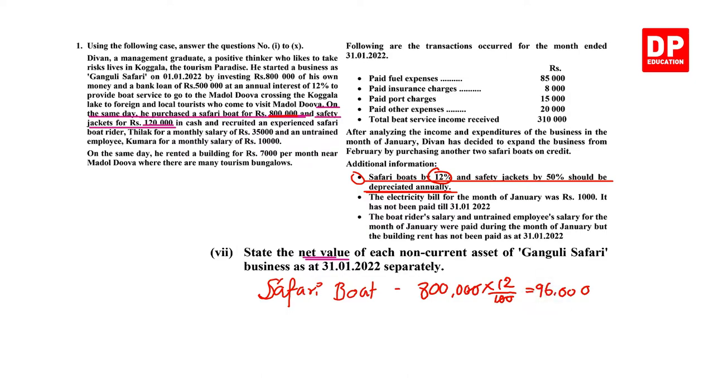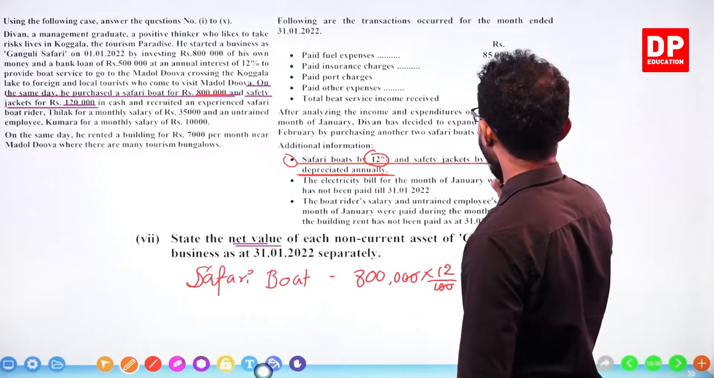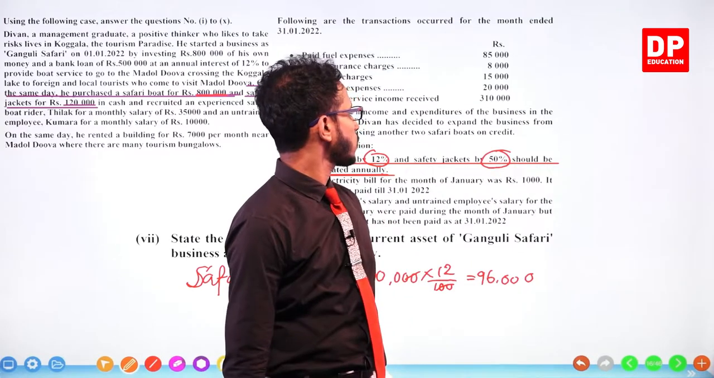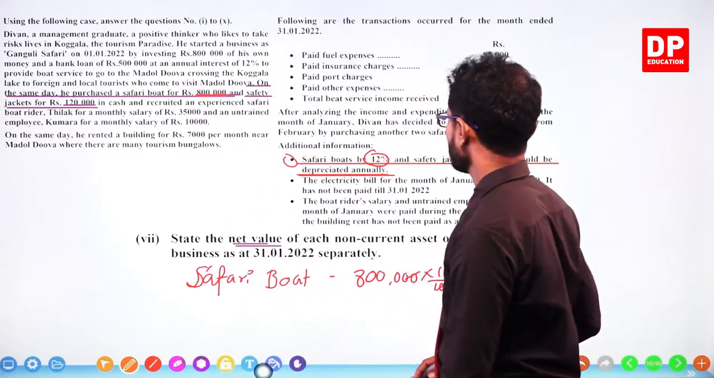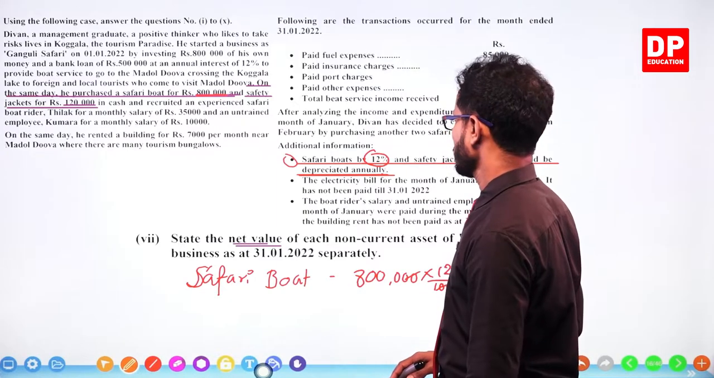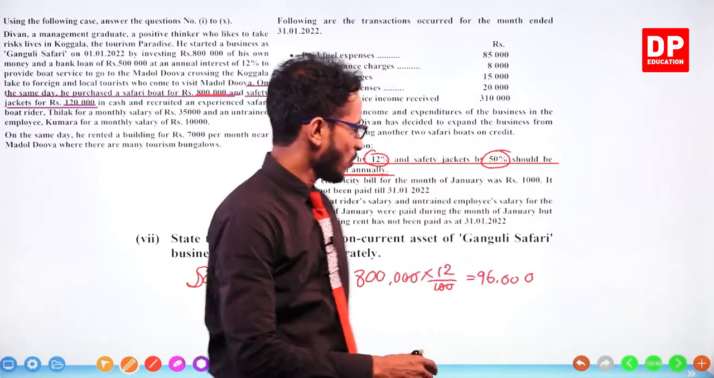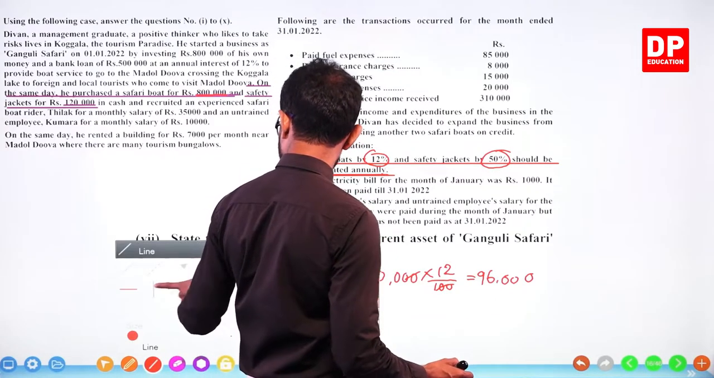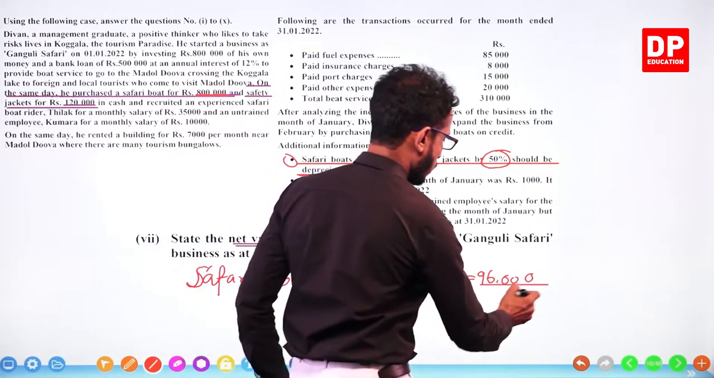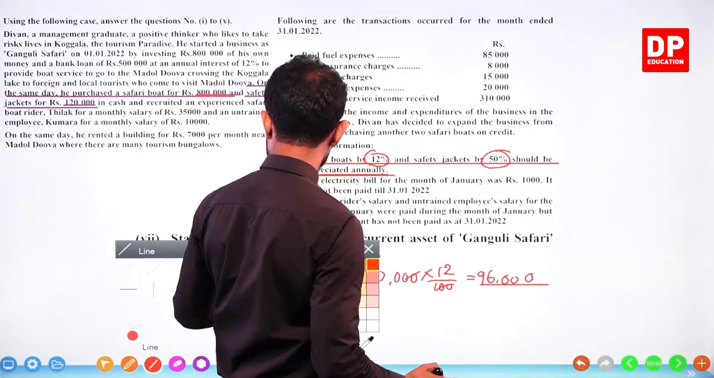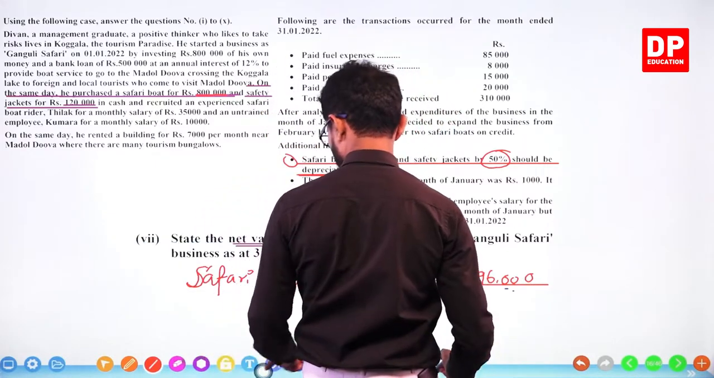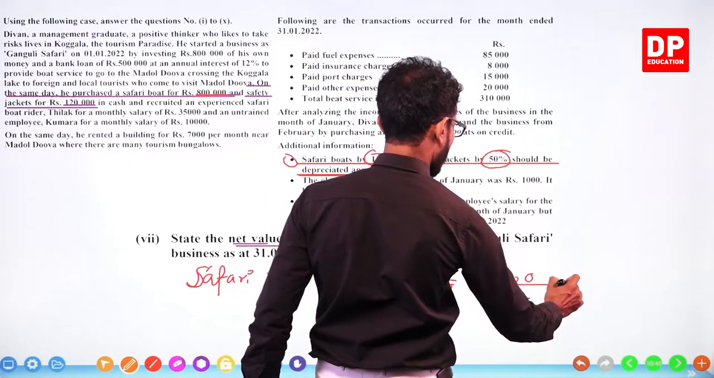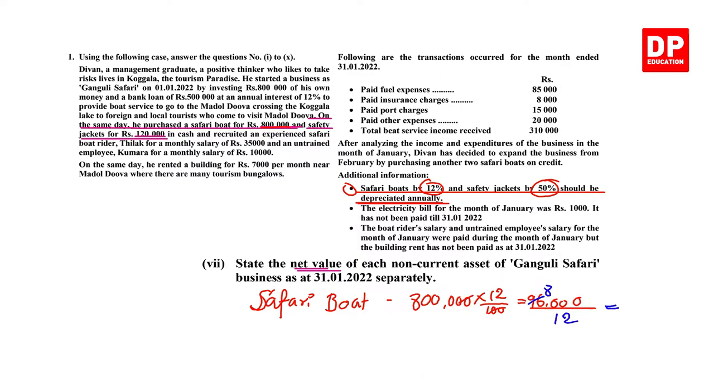$96,000 for safari boats, huh? Safety jackets, 50%. Can you see this? 50%, see? Half should be depreciated annually. Annually means for the whole year. So you have to divide this by 2, then divide this by 12 to get the monthly depreciation. Divide it by 12. How much? 8,000.